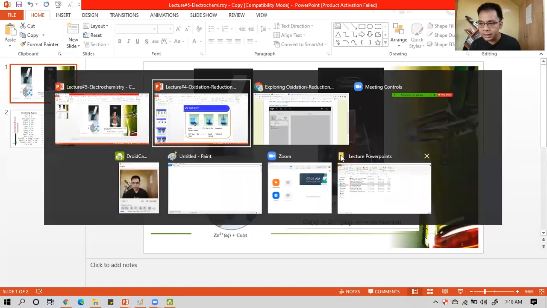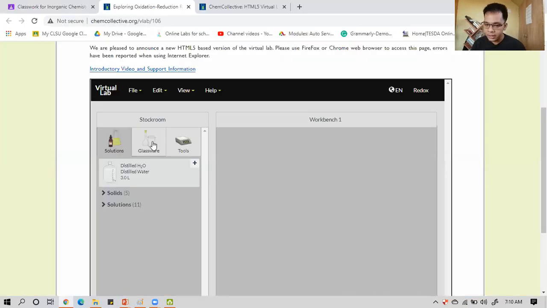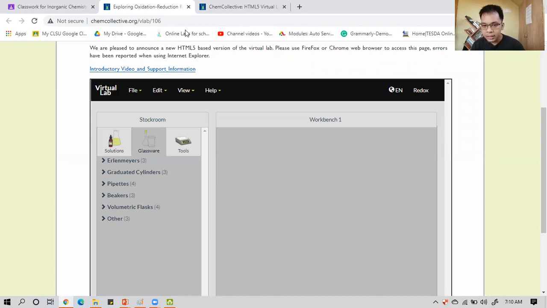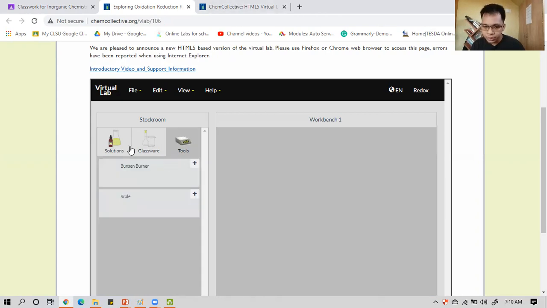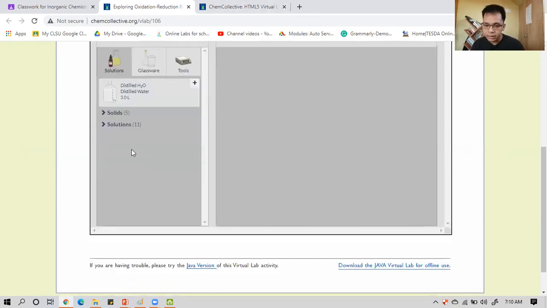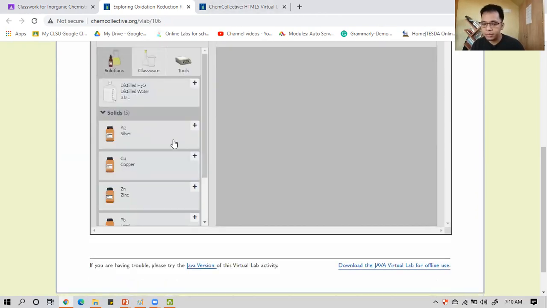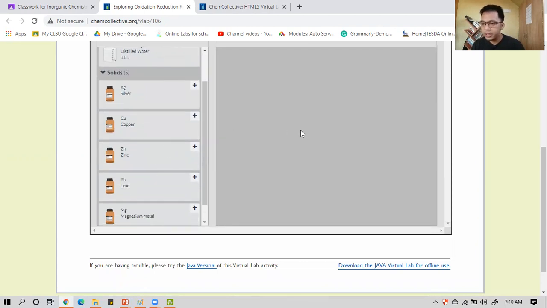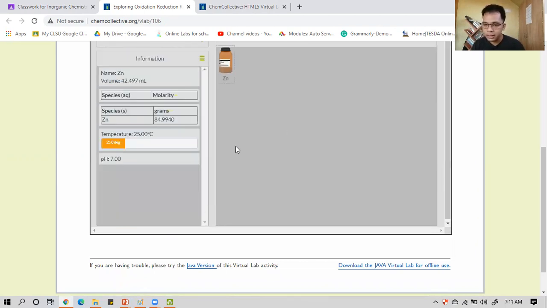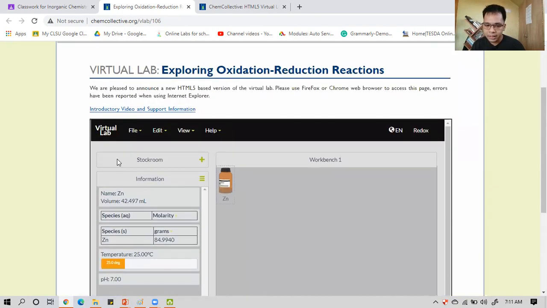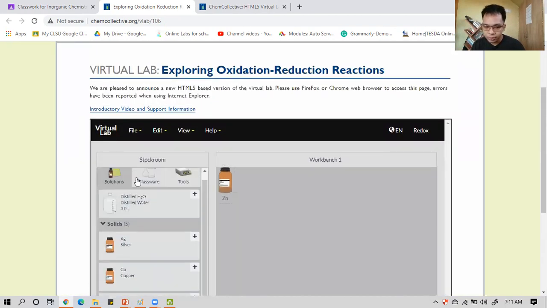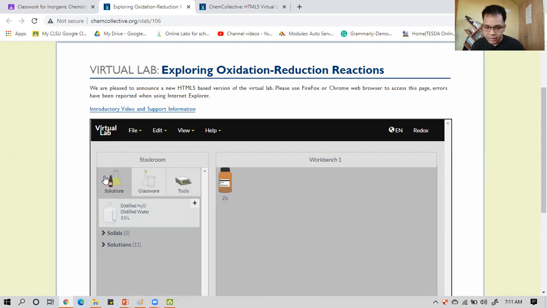Now, let's go back to our demo for the virtual experiment. Here, we have glassware. And that is in the demo, guys, which I will send in the link. And there are tools, but our interest is just the solutions and solids that we will perform. So for a common example, we have the zinc. Apply the zinc. Just select the solid. Stock room. And then minimize.